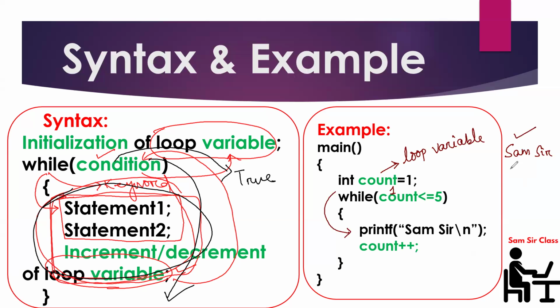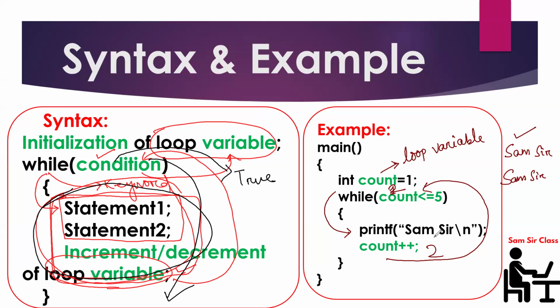print it. So it will print once. After that, count plus plus. So count plus plus means 1 plus 1 will become 2. After that, it will again go and check the condition. 2 less than equal to 5. True. Again enter. Again print.